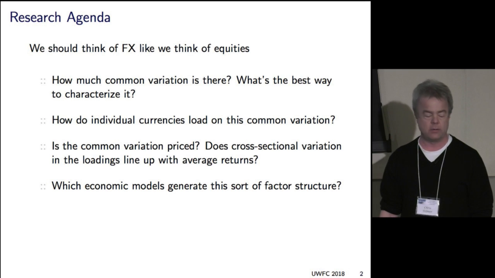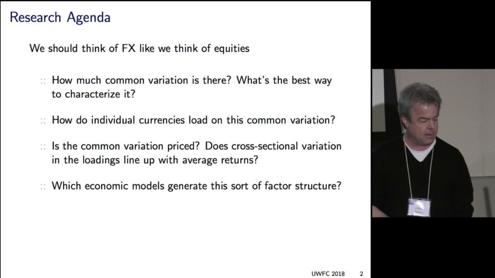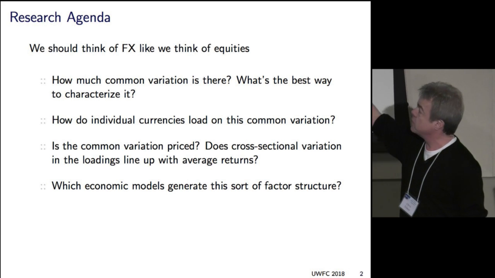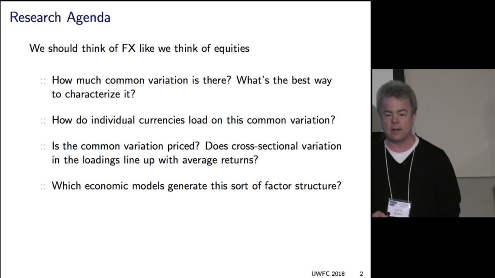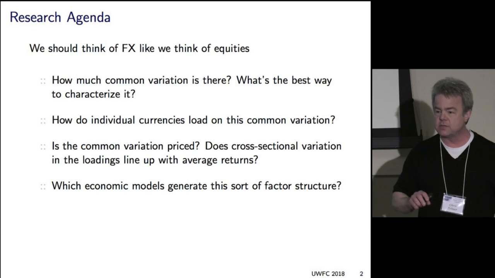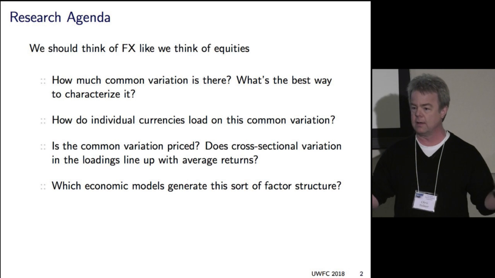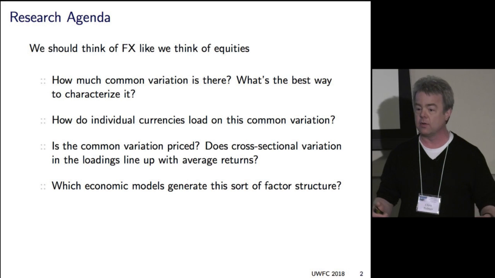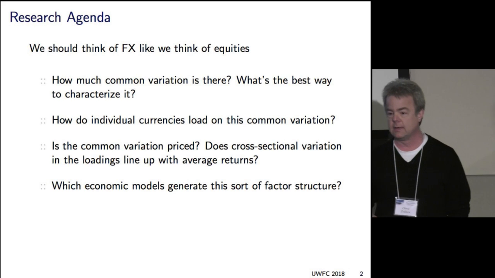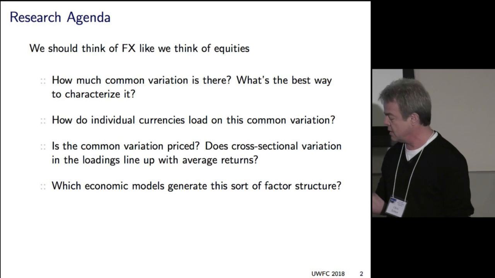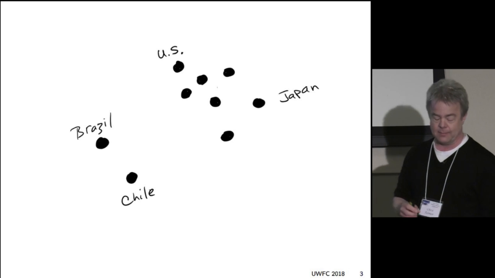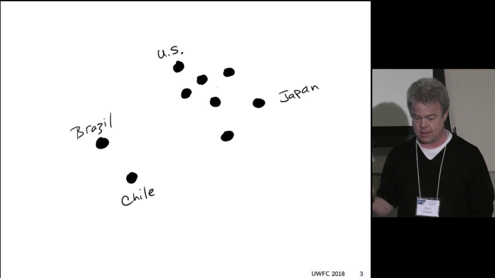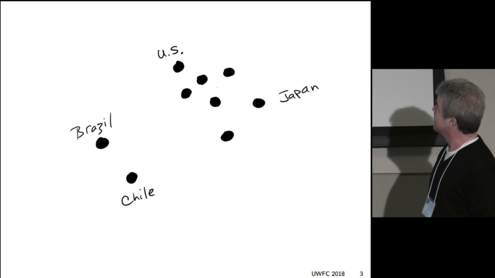Okay, so that's the broad research agenda. What this paper is about is the first two. And what they want you to take away from this is that there's this economic geography in terms of the common variation in exchange rates and the loadings on that common variation.